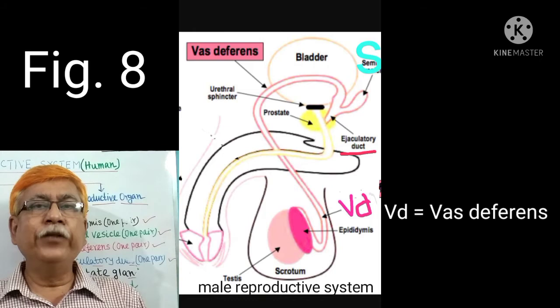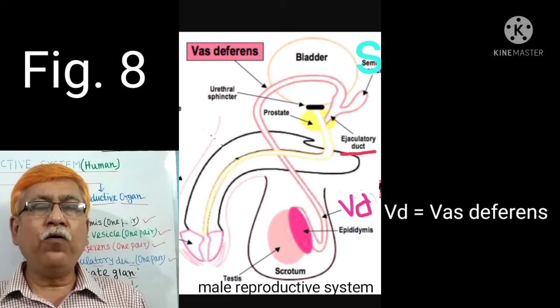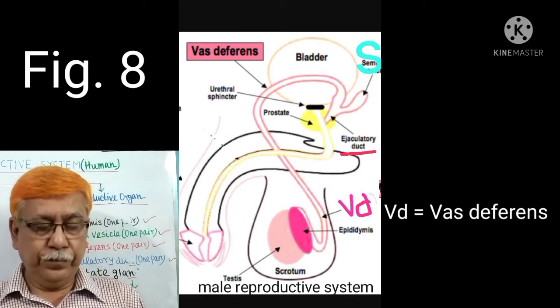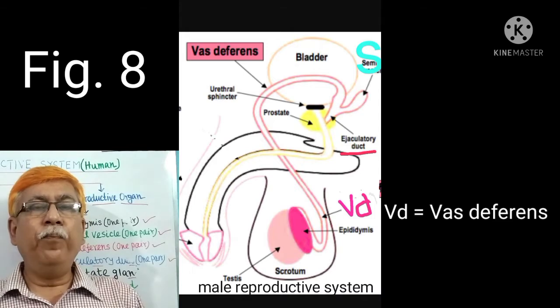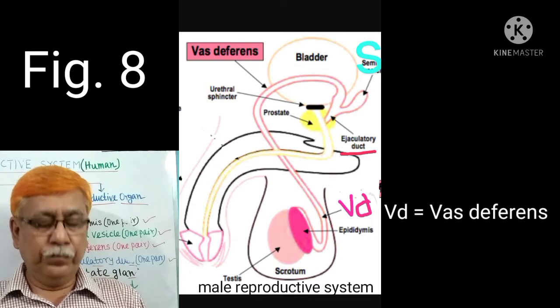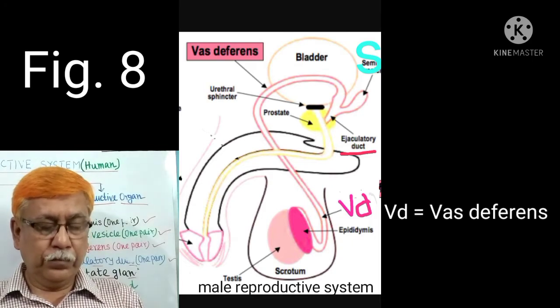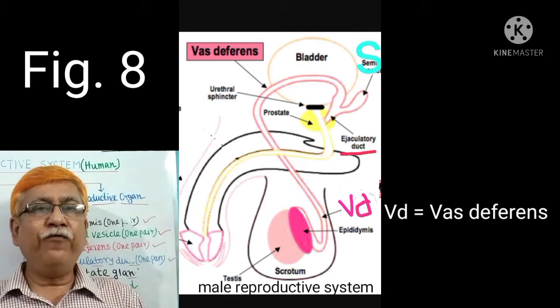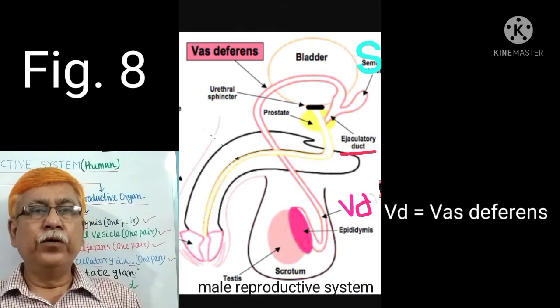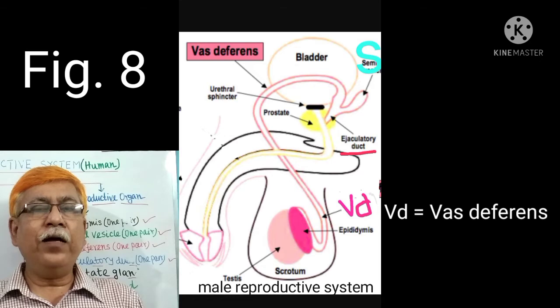Vas deferens. The tail of the epididymis is continued as vas deferens. After entering into the pelvic cavity through the inguinal canal along with the spermatic cord, it forms a loop around the urinary bladder, as you see in this diagram. It opens at the base of the ejaculatory duct, here marked with red ink. Function: vas deferens transports sperms to the urethra during ejaculation.